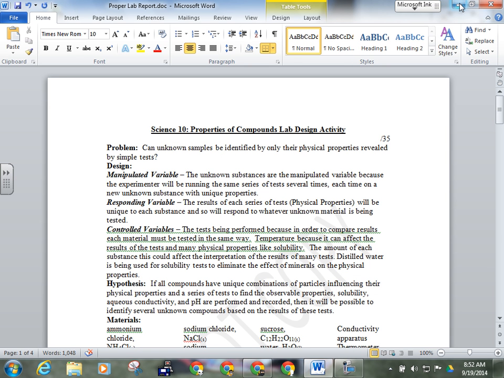Okay. Science 10. So we got the properties of compounds here. The problem obviously has to be restated in your own words in the form of a question. And the manipulated variable. These were given out, guys, and so I'm sticky when I mark these kind of things. If I know that I've essentially given that away in class, I'm harsh when I mark. And the variables were one of the things that I gave out in class.